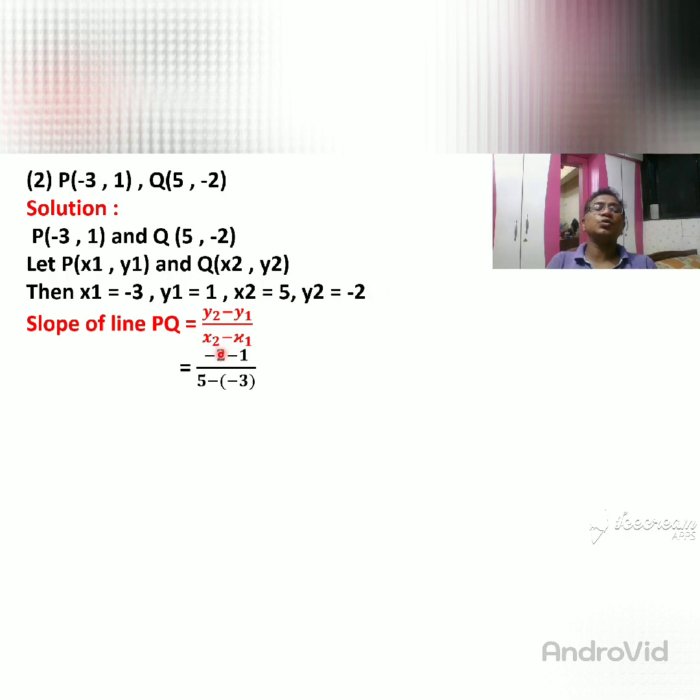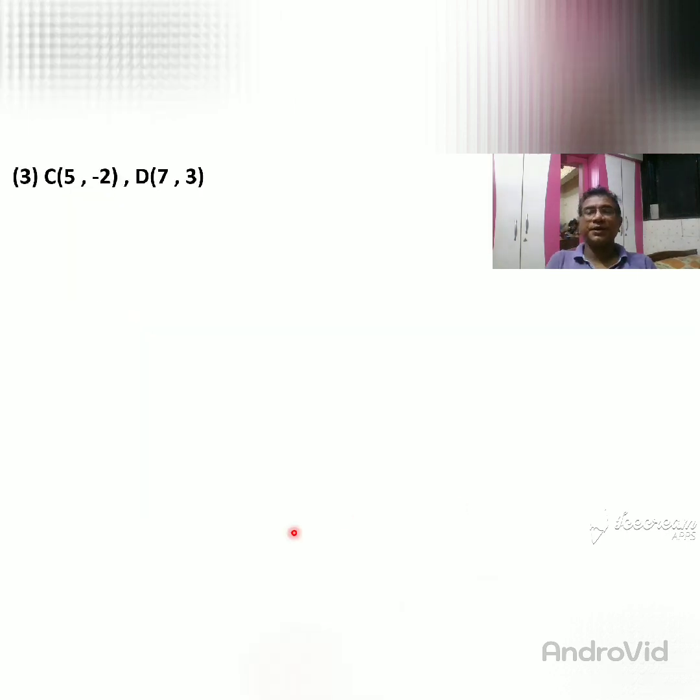y2 is minus 2, so I write minus 2. y1 is 1, so I write 1. x2 is 5, so I write 5. The minus sign remains as it is. x1 is minus 3, so I put minus 3. Minus 2 is negative and 1 is negative, the signs are the same, so minus 2 minus 1 gives minus 3. Out of the bracket the negative sign makes minus 3 become plus 3. 5 plus 3 is 8. So minus 3 upon 8 is the slope. We have found it.